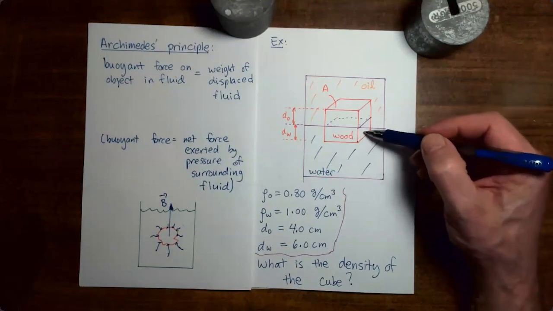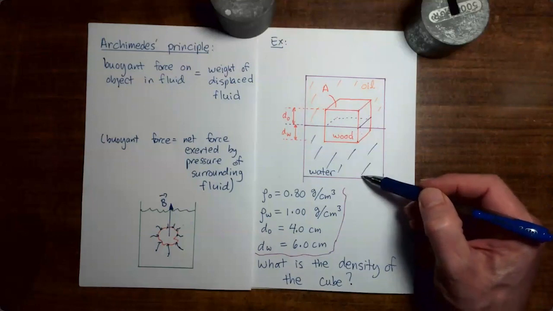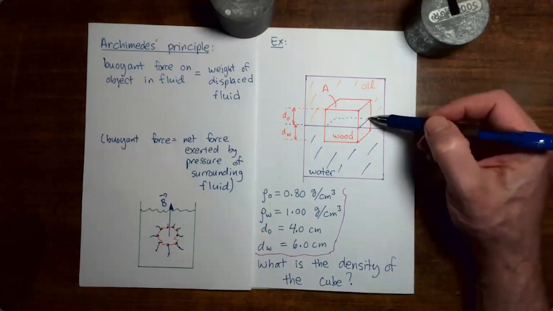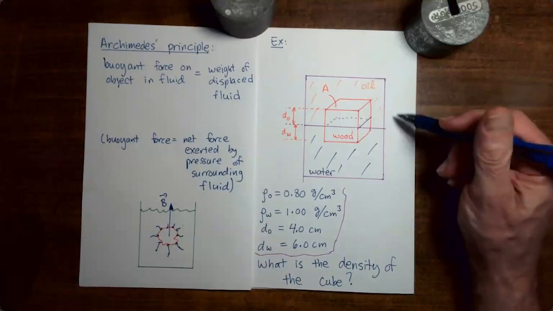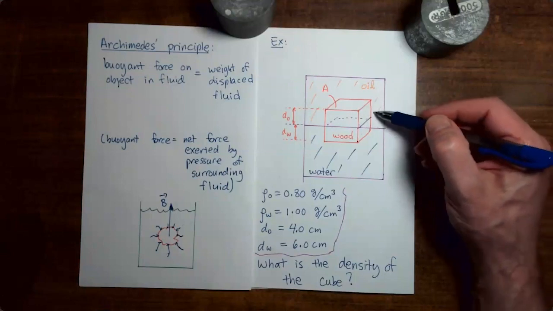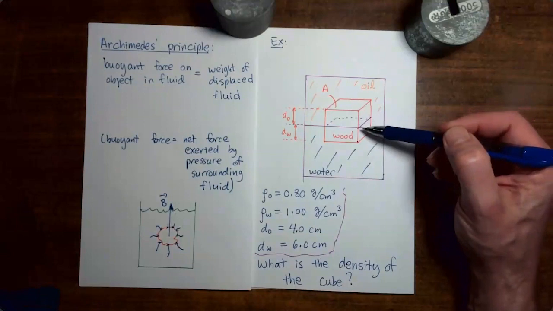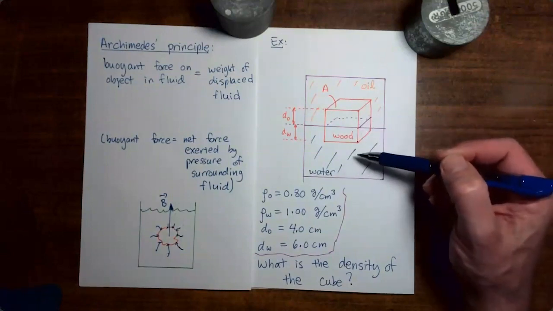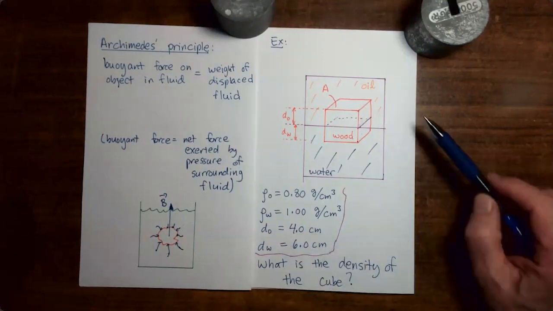Now, if the wooden block was more dense than the water, it would sink to the bottom of the water. If it were less dense than the oil, it would float to the top of the oil, but it's doing neither. It's just hanging out at the interface between the oil and the water. And that tells us that the density of the wood is somewhere between the density of the water and the density of the oil. And we would like to figure out what is the density of that wooden cube.